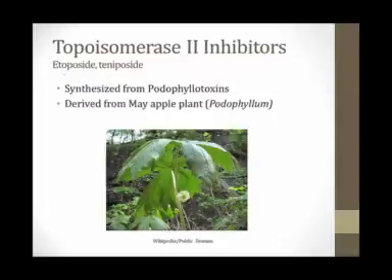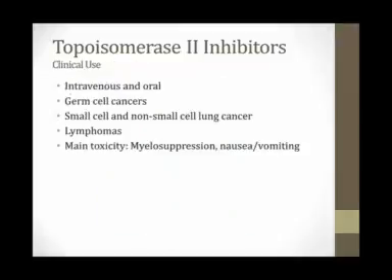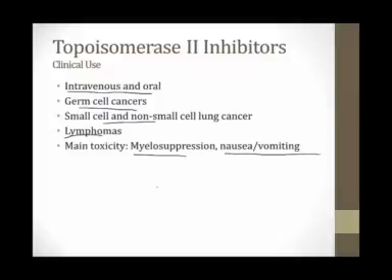The topoisomerase 2 inhibitors are etoposide and teniposide. These are both synthesized from naturally occurring substances called podophyllotoxins. These are toxic substances derived from the May apple plant, which is called podophyllum. That's how they get their name. These drugs are available in intravenous and oral forms. They can be used for germ cell cancers, for all types of lung cancer, and also for lymphomas, and their main side effects are really nothing special. They can cause myelosuppression and also nausea and vomiting.